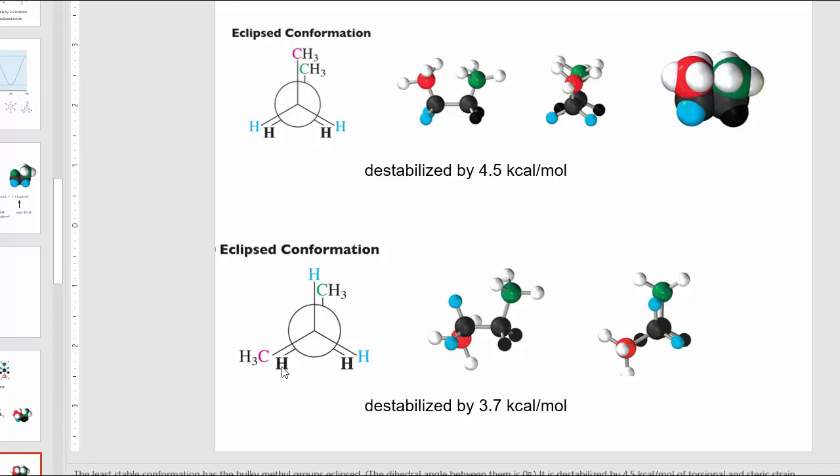When you have this situation where the two methyls are eclipsing with hydrogens, each of those is worth about 1.3, so that would be 2.6 there, and then the two hydrogens interacting is about 1 kcal per mole. I am not entirely sure why the rounding in the book gives it as 3.7 kcal per mole when the rough rule of thumb would give you 3.6. Point is, it's pretty high, but nowhere near as high as the 4.5 kcal per mole interaction.